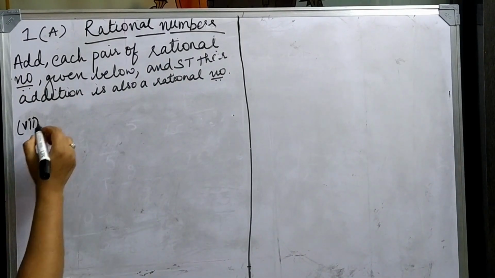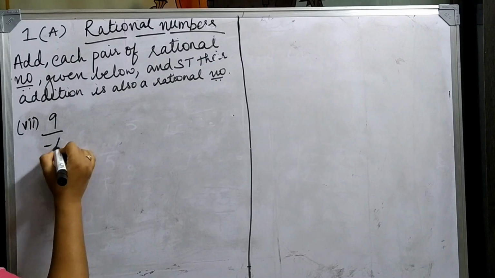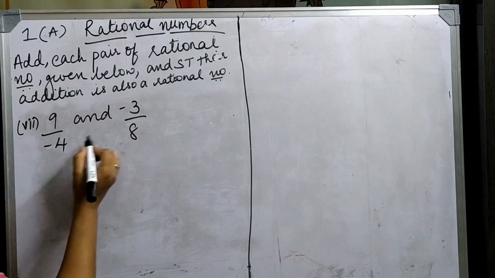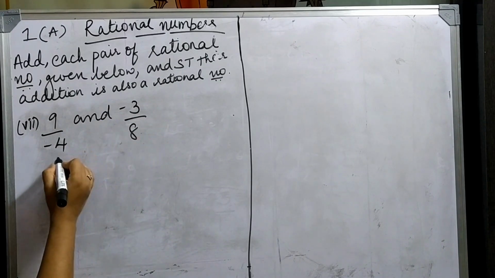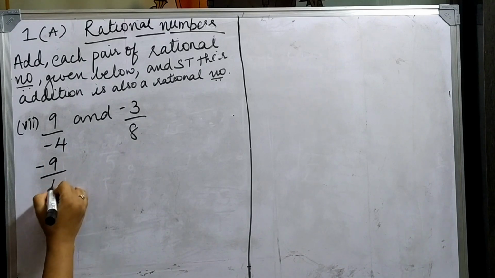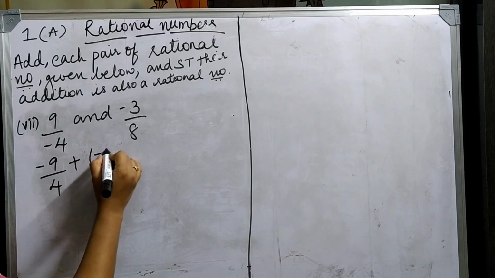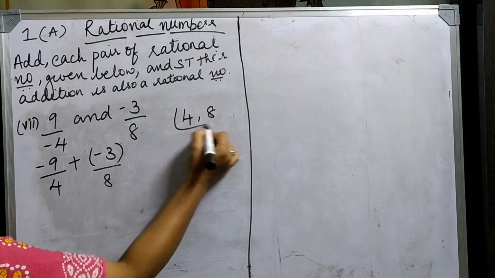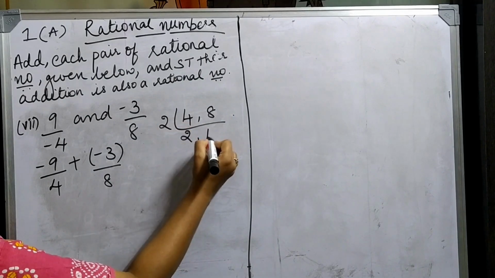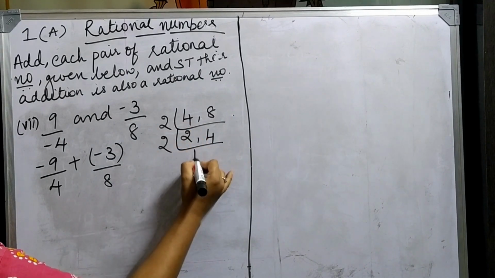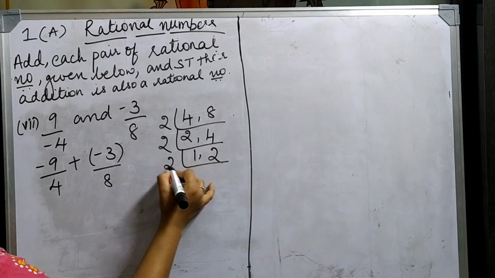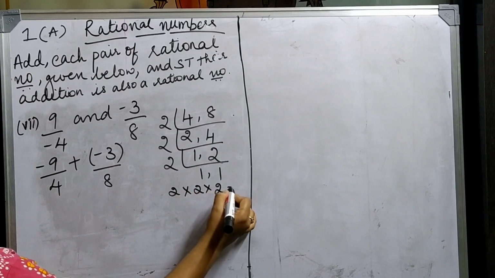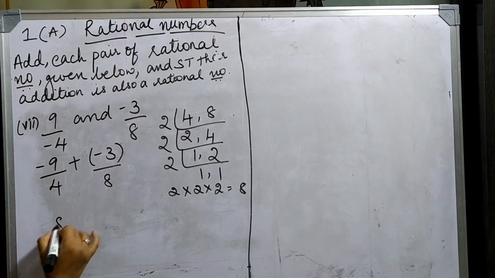So the next question we have is 9 by minus 4 and minus 3 by 8. So we have to take the LCM of the denominators, which are 4 and 8. So what is the LCM of 4 and 8? We'll start from 2. 2 2s are 4, 2 4s are 8, again by 2, 2 1s are 2, 2 2s are 4, again by 2, that is 1. Therefore the LCM is 2 into 2 into 2, which is 8. So 8 is the LCM.